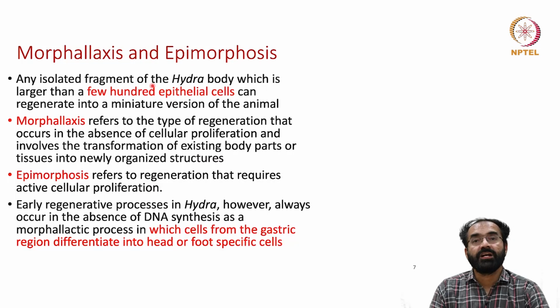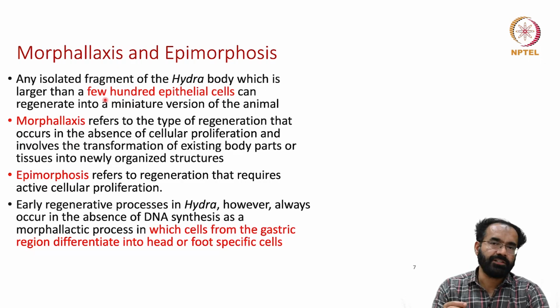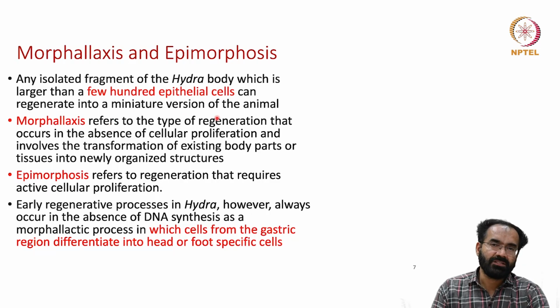Now let us see what is morphallaxis and epimorphosis, which is extensively discussed in various stages, but we will revisit them once again. Any isolated fragment of the Hydra body which is larger than a few hundred epithelial cells, any part of the body you take and you just smash it. Smash means not break the cells, just decimate them into a few hundred epithelial cells, can regenerate into a miniature version of the new animal. So we can call this asexual reproduction.